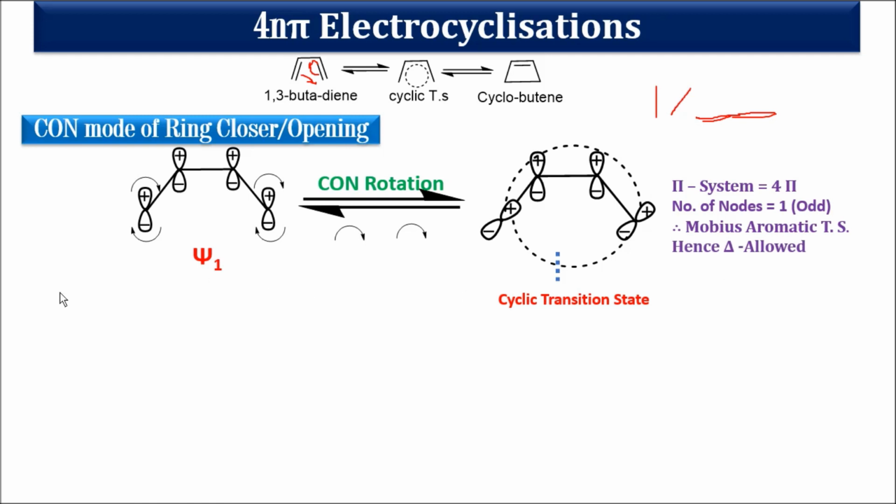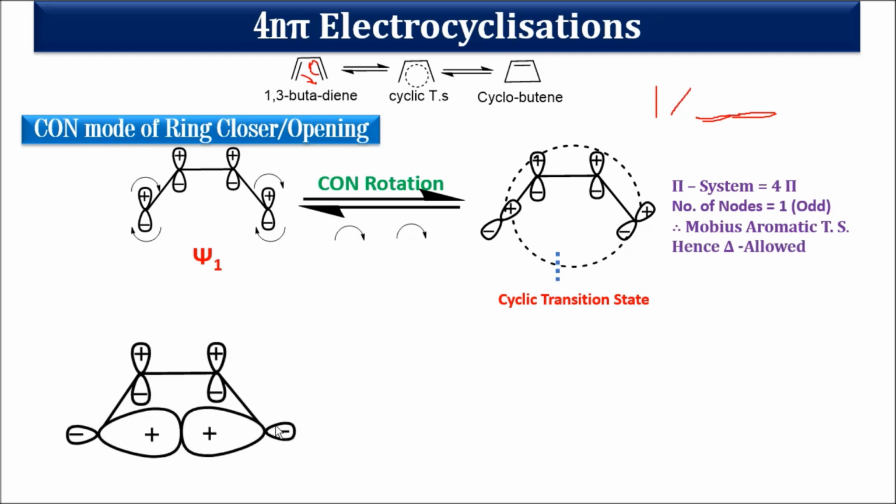Okay friends, this is about the conrotatory mode of rotation. In a ring closure reaction, let's see the ring opening reaction. This is the sigma bond, and you can take any kind of signs, no problem here. You take minus, plus, plus, minus, minus, plus, no problem at all. You can easily explain by taking any orbital. For easy convenience, I am taking it like this.